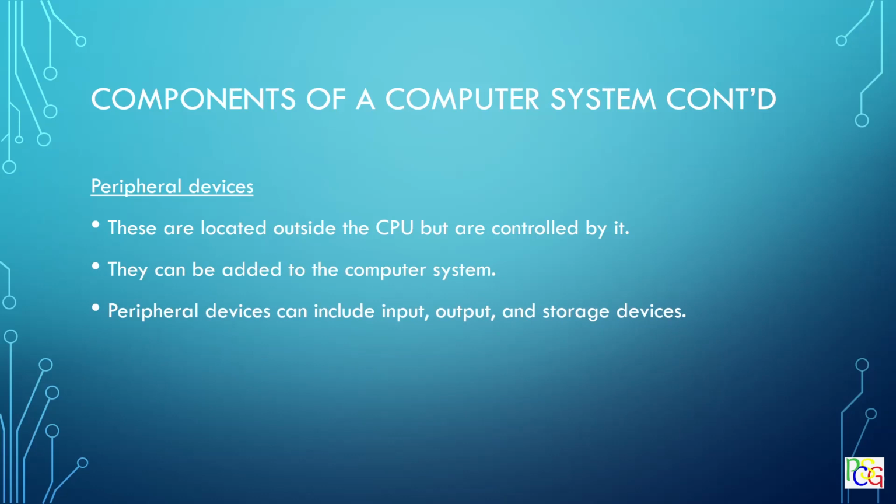So keyboards, if you have an external keyboard that you have to connect to your computer, that is a peripheral device. It's also an input device. Hard drives that you have to connect to your computer, those are peripheral devices. They're also storage devices. External speakers that you have to connect to your computer are peripheral devices. It's also an output device. So examples would include printers, keyboards, or disk drives.